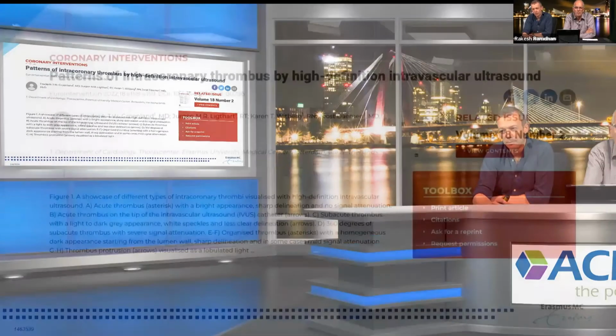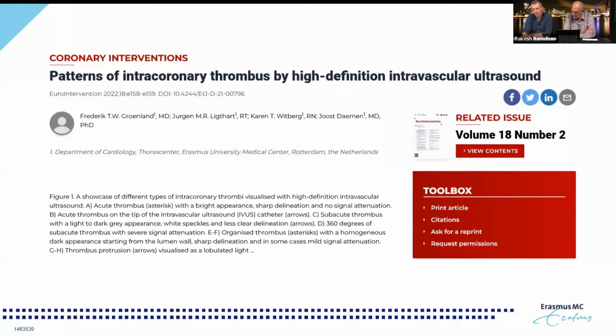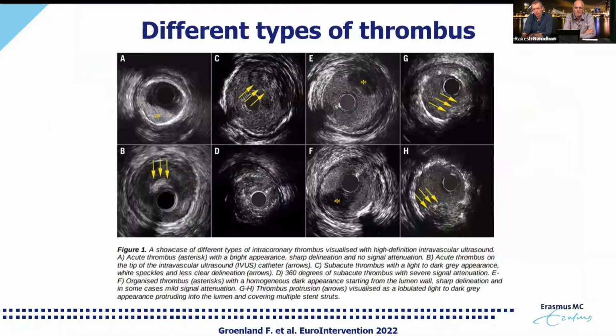And maybe this is one of the nice reference papers that you can use in your practice in order to start to appreciate the different types of thrombus. And this is just in very brief. On the left side, you see case examples of the acute thrombus, subacute thrombus, organized thrombus, and plaque protrusion, or thrombus protrusion, in patients post-stenting.